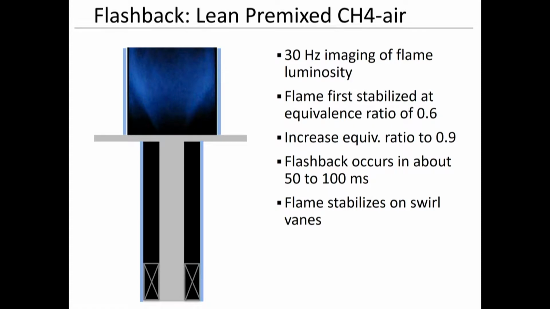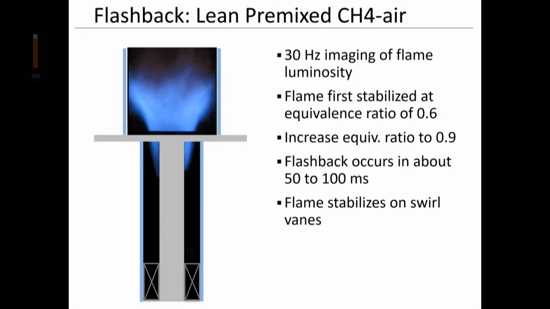So this is just going to show you what it looks like. This is a stable flame at an equivalence ratio of 0.6, then you're going to see it get brighter. That's because we added more fuel and brought it to an equivalence ratio of 0.9. That is high enough for it to flash back. We do that with programmed mass flow controllers, so it's done fast in terms of changing the equivalence ratio. There's sound, but that's just what it looks like. That's real time, what your eye would see.